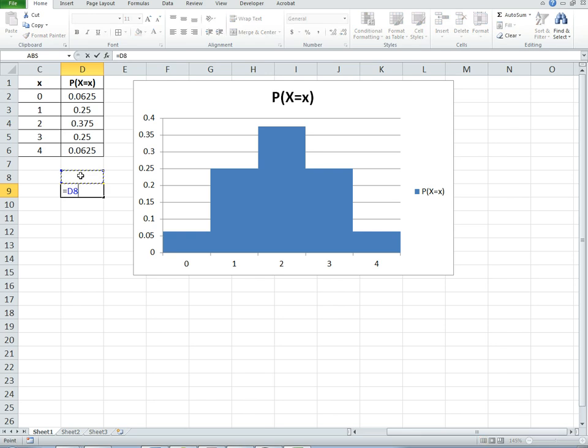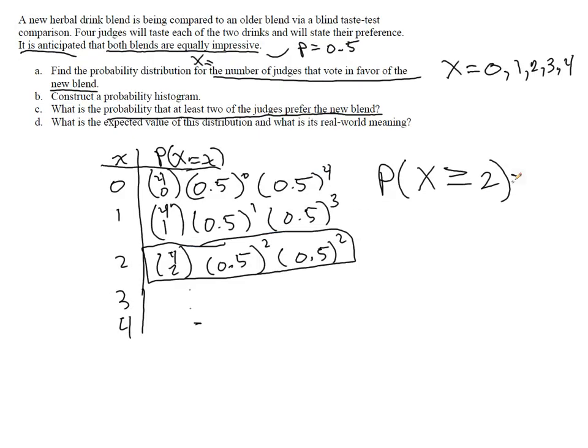So I'm going to do equals, since I'm using a spreadsheet here, this plus this, and I get a 0.6875 probability. So that's pretty good. So I would expect that if these were equally impressive, that about 69% of the time I'd get at least 2 judges to vote in favor.